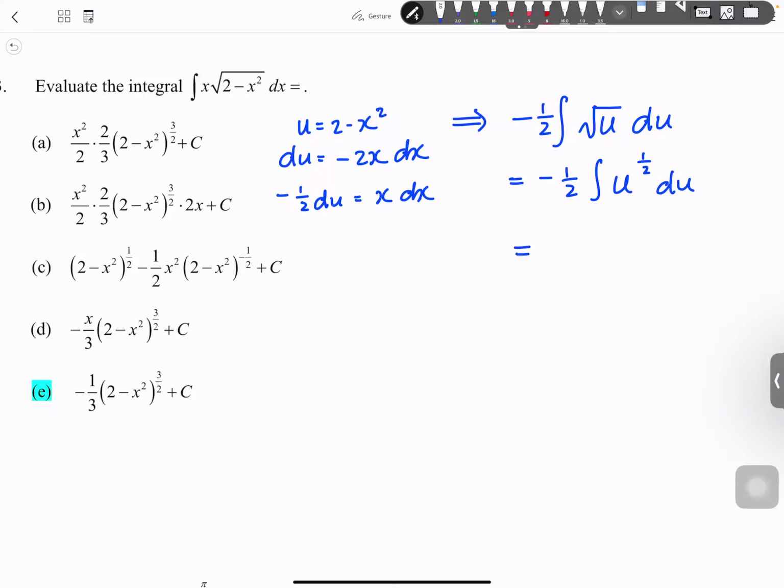And now I can actually integrate. All right, add 1 over add 1. First of all, leave the coefficient alone, right? And then for the integration, add 1 over add 1. 1/2 plus 1, so 1 over 2 plus 2 over 2 is 3 over 2.